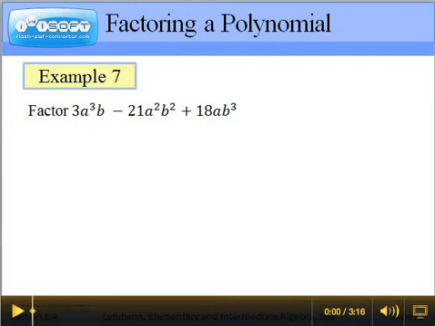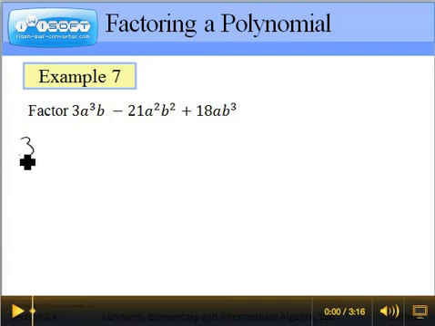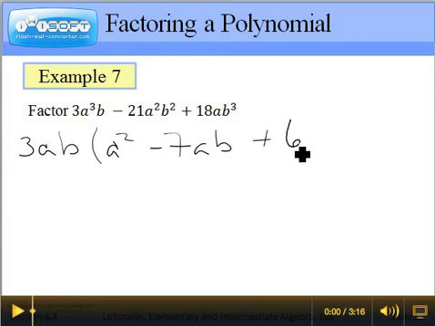Example 7. I want to factor 3a to the third b minus 21a squared b squared plus 18ab to the third. So I'm going to see if there's something I can factor out of all 3 terms first. Since all the coefficients are divisible by 3, I know I can factor out a 3. There is an a term in all 3, with the lowest exponent being 1, so I can factor out an a. And there's a b term in all 3, with the lowest exponent being 1, so I can factor out a b. So if I factor out 3ab, I would be left with a squared minus 7ab plus 6b squared.